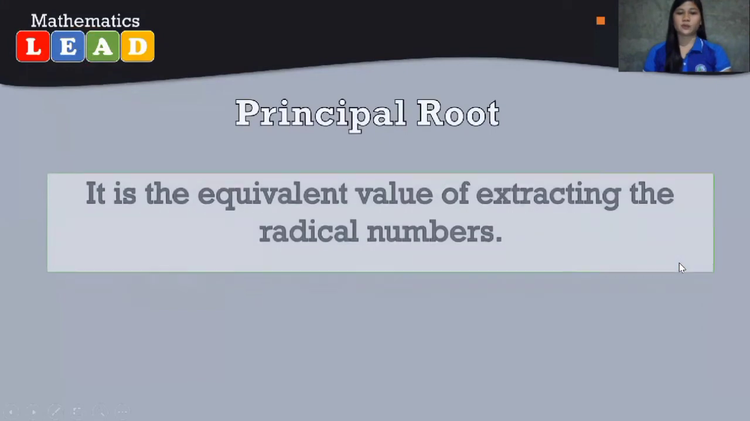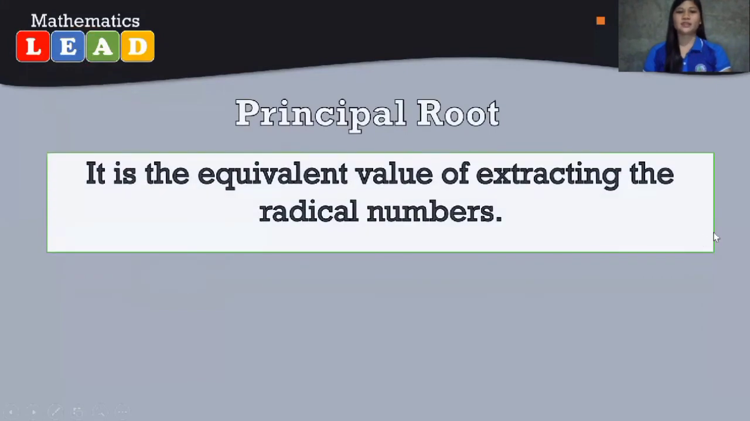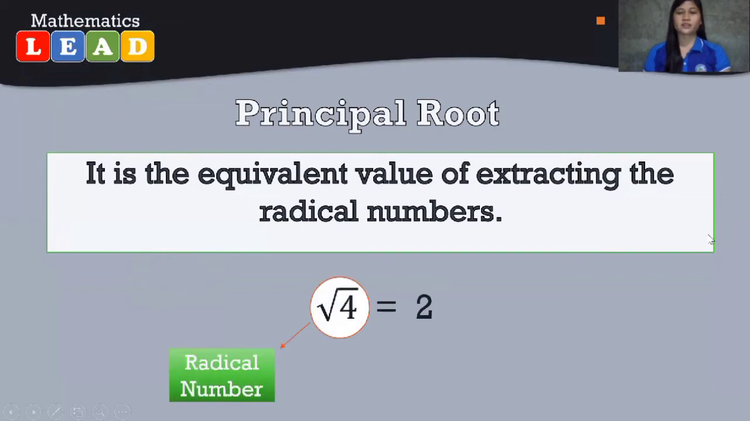Principal root is defined as the equivalent value of extracting the radical numbers. For instance, we have here the square root of 4 equals 2. The square root of 4 is the radical number and 2 is the principal root. So we can conclude that if we extract the radical number, the resulting value would be the principal root. So get it?